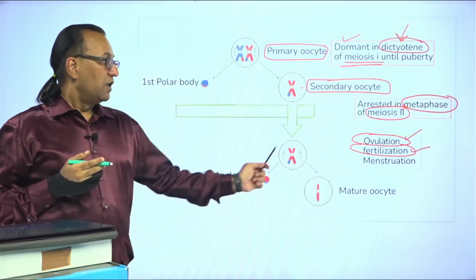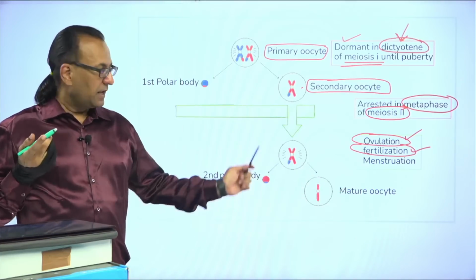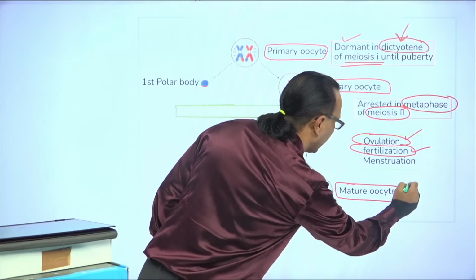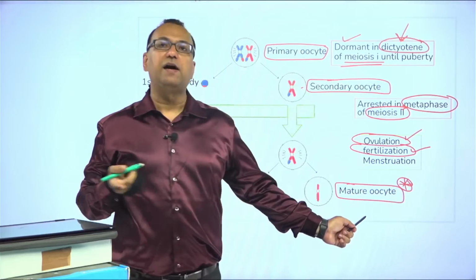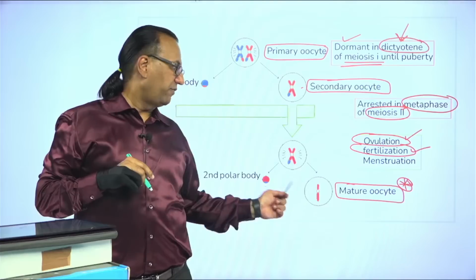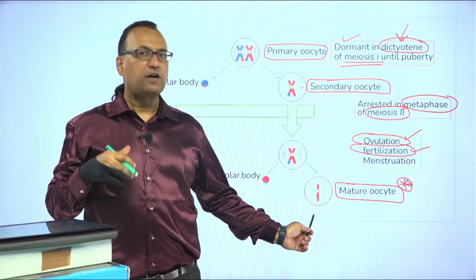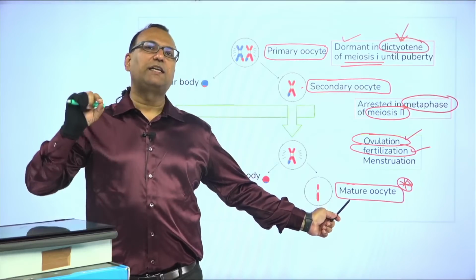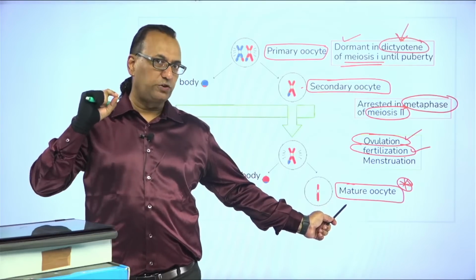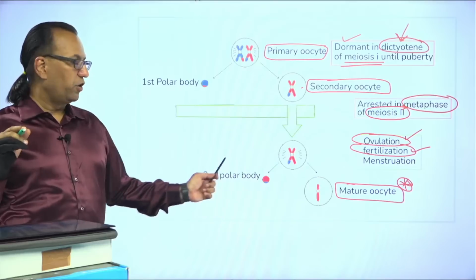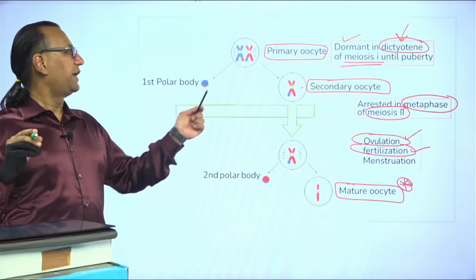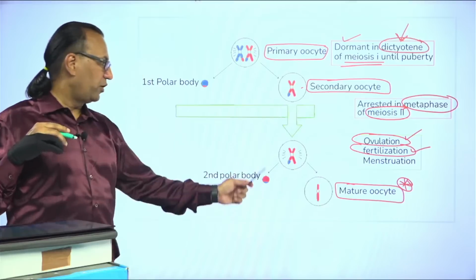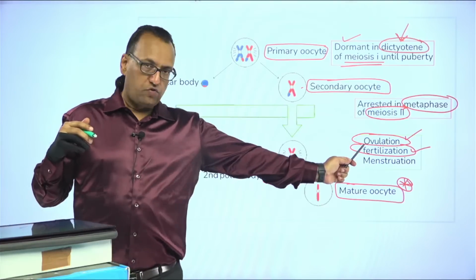then only there will be further proceeding and you will get what is called the mature oocyte. But you have to understand that mature oocyte will be a fertilized oocyte. It will have two nuclei, one from the mother of course and one the sperm nucleus. So mature oocyte is already a fertilized oocyte, and of course there will be second polar body released. The first polar body is released after LH surge, and second polar body is released after fertilization.